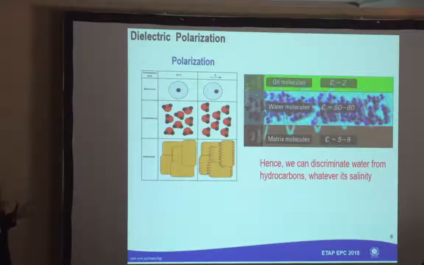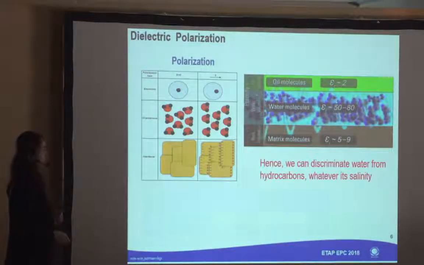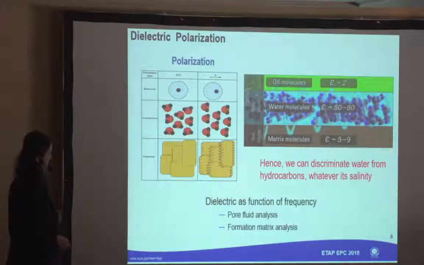This polarization is taking place at 3 different levels depending on the frequency. So it's taking place at the electronic level, at the molecular level, like in water molecules, and also at the interfacial level. This interfacial level enables us also to have information about the textural parameters of the matrix.